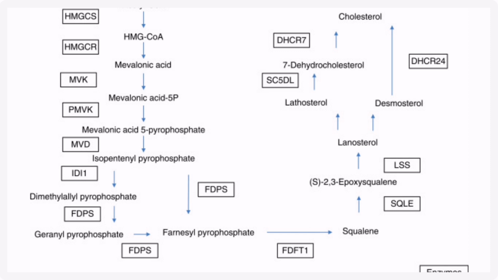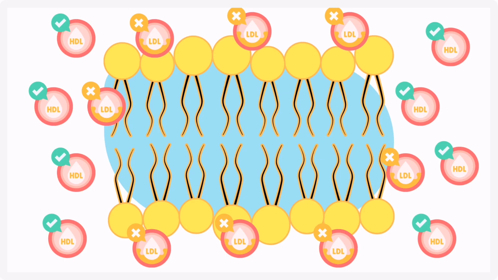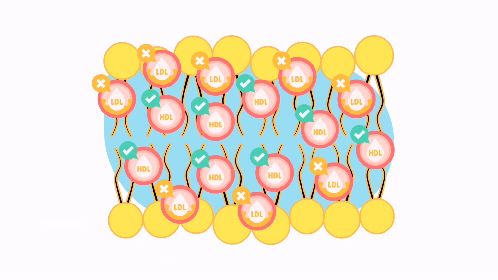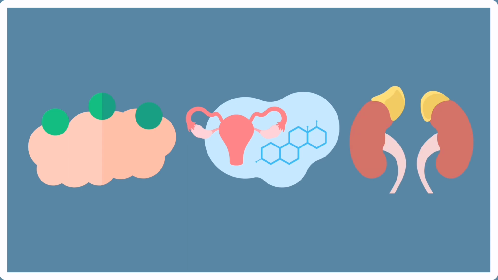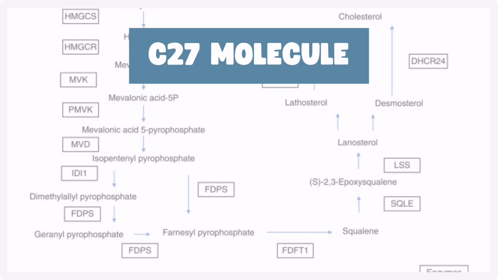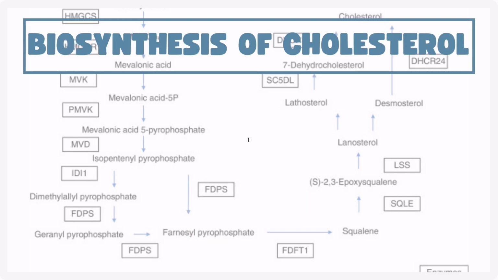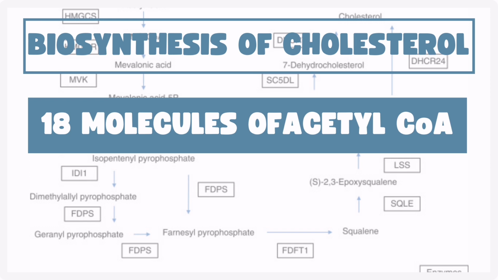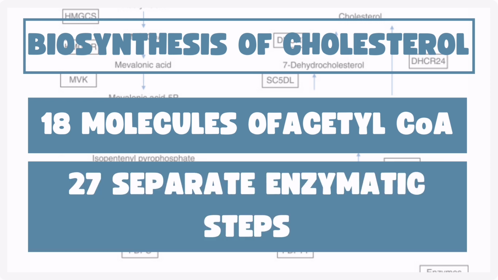As was previously discussed, cholesterol is a necessary component of cell membranes. It is also the precursor for bile salts, sex hormones, and adrenal hormones. The biosynthesis of cholesterol, a C27 molecule, occurs primarily in the liver. Biosynthesis of cholesterol consumes 18 molecules of acetyl-CoA and involves at least 27 separate enzymatic steps.